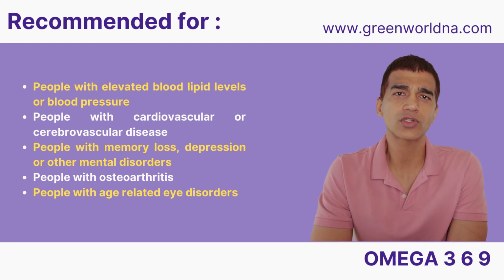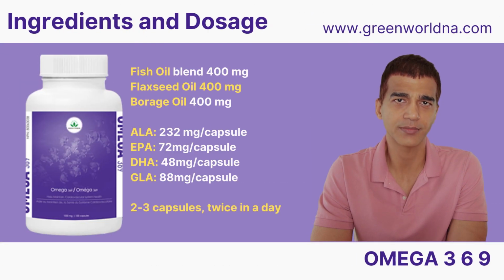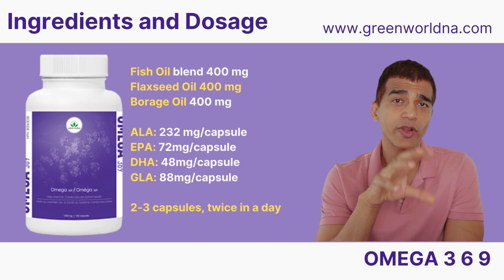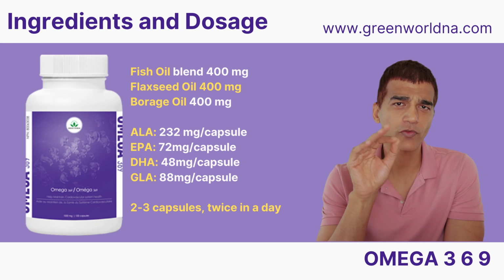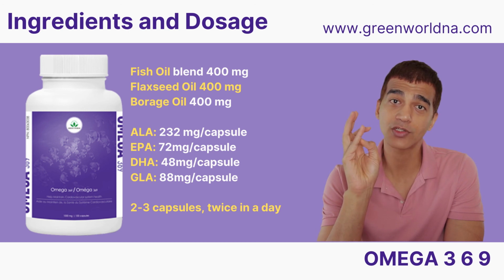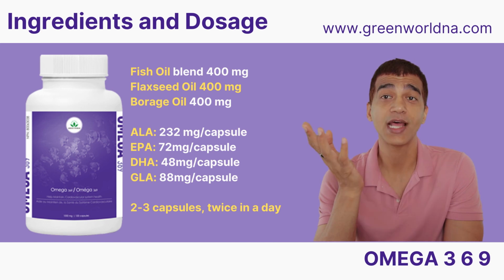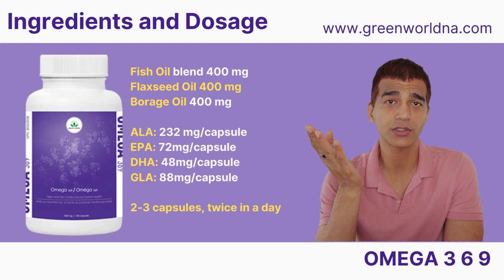So now let's focus on the ingredients and the dosages in Green World Omega-369. Let's have a look at this picture. As you can see, it has a fish oil blend of 400 mg. Then we have flaxseed oil, which is 400 mg. So in our Green World Omega-369, we have a perfect blend of marine and plant sources. And now I'll give you a breakdown of all the different fatty acids as well. As far as the suggested dosage is concerned, 2 to 3 capsules twice a day is good.